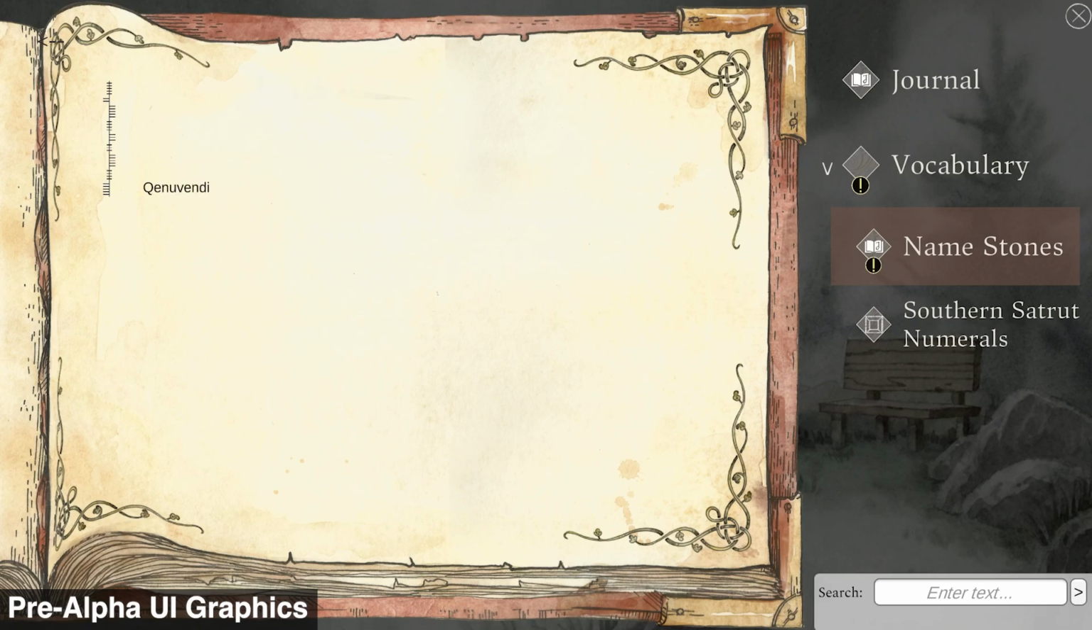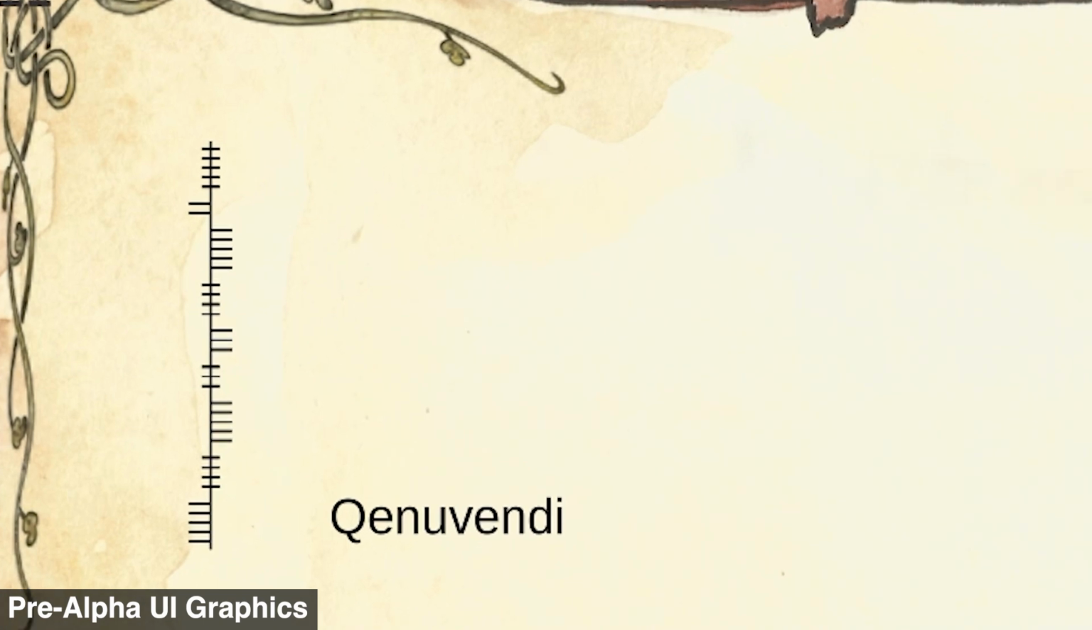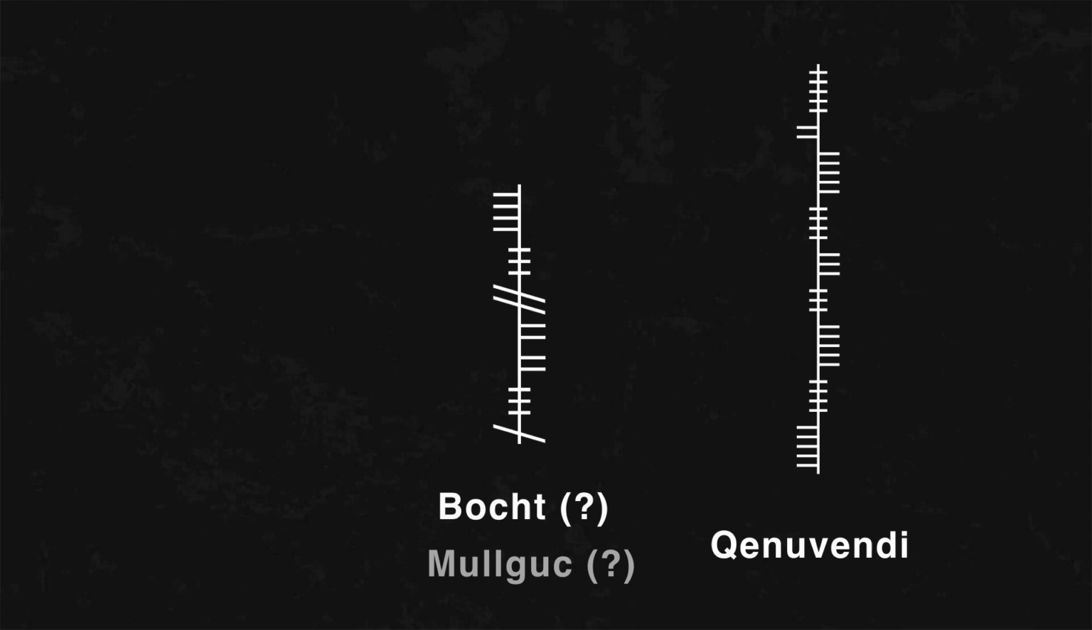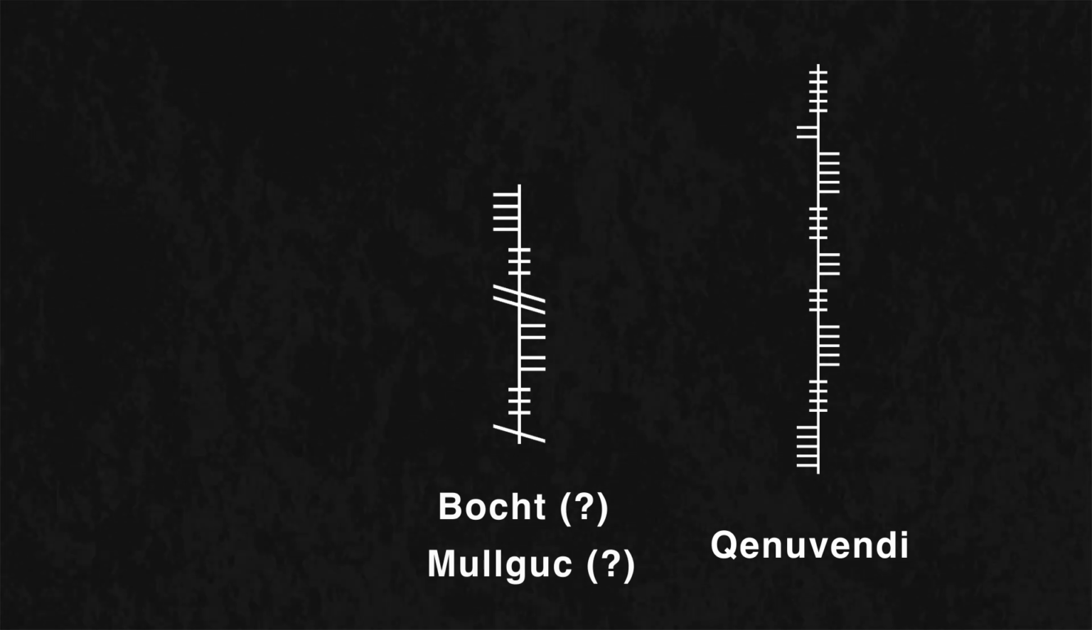You even wrote it down, depicting the edge of the stone as a vertical line and drawing its etchings as horizontal lines. So knowing what Kennevendi's name looks like, can you tell if the new writing you found means Bocht or Mulgach? You can pause the video if you need time to think.